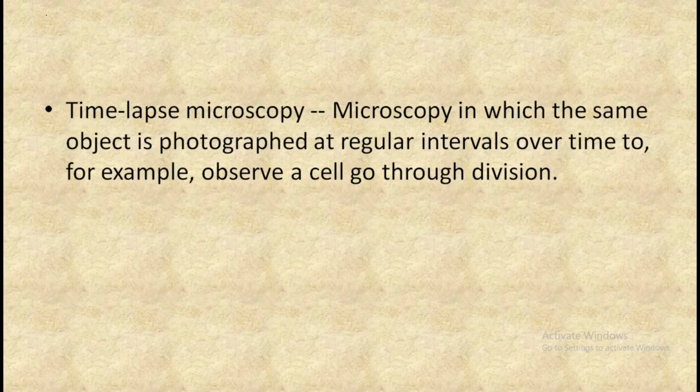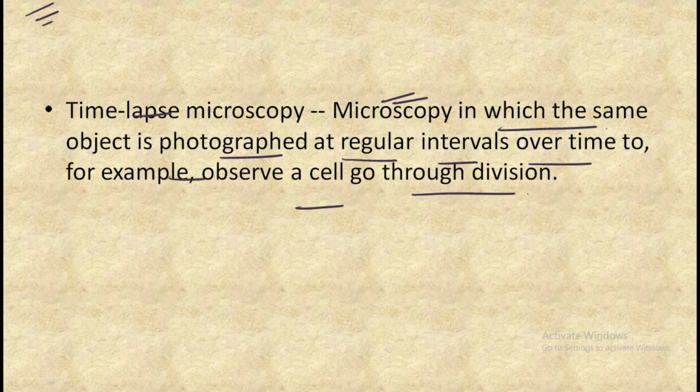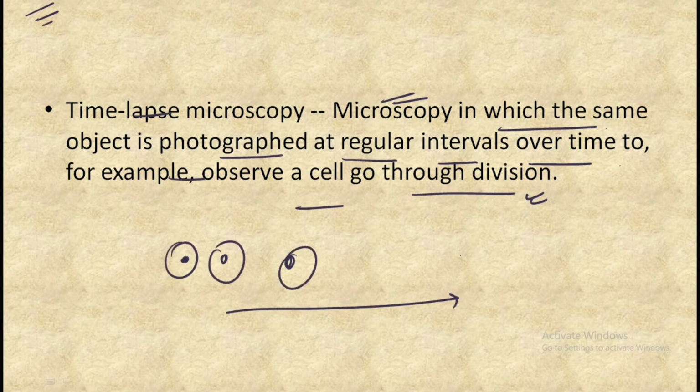The last one is the time-lapse microscopy. So the microscopy in which the same object is photographed at regular intervals over time to, for example, observe a cell going under the division. That is the microscopy in which we take the photograph of the same specimen over a course of time in order to understand the mechanism that is going on, that is when a cell undergoes division.